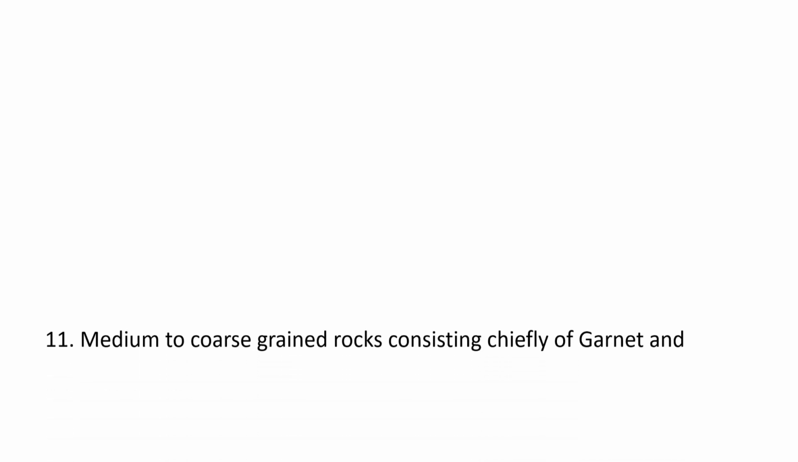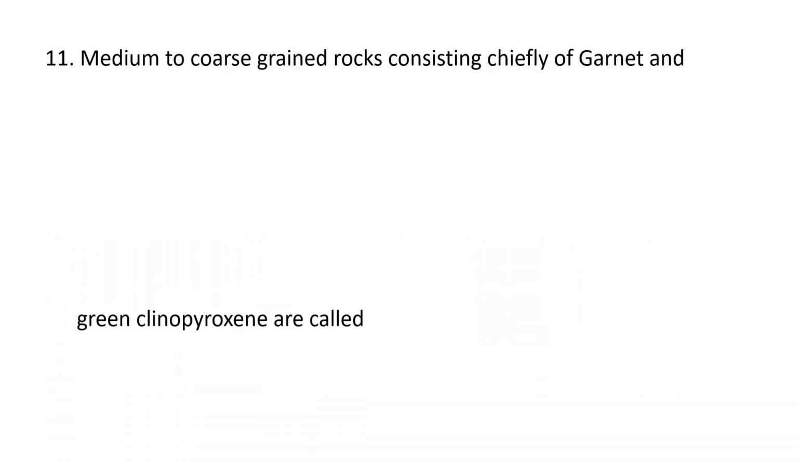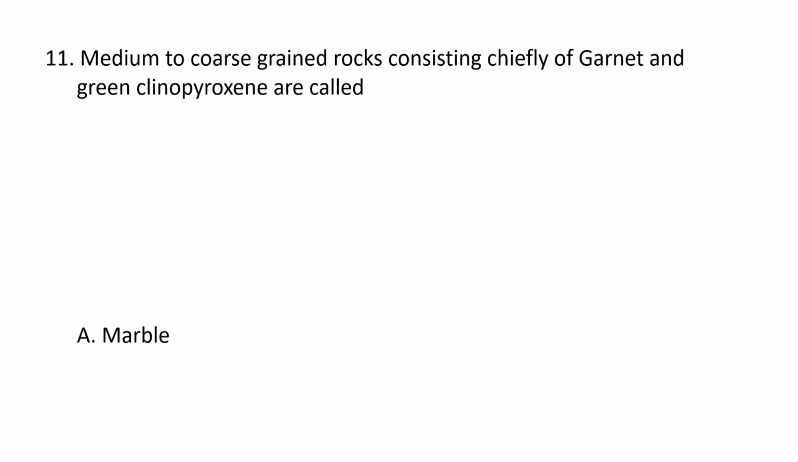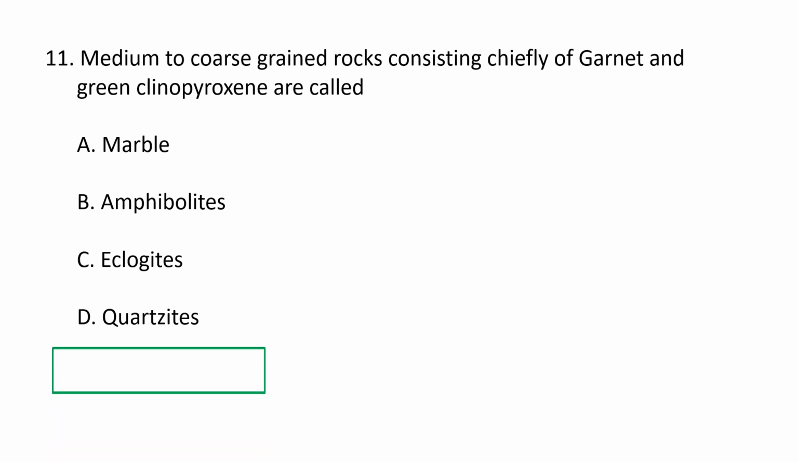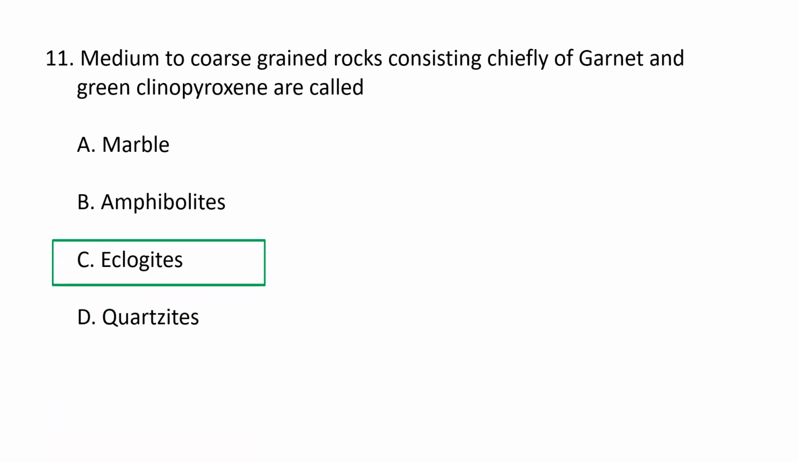Next question. Medium to coarse grained rocks consisting chiefly of garnet and green pyroxene are known as: A. Marble, B. Amphibolite, C. Eclogites, and D. Quartzites. So the correct option here is eclogites.